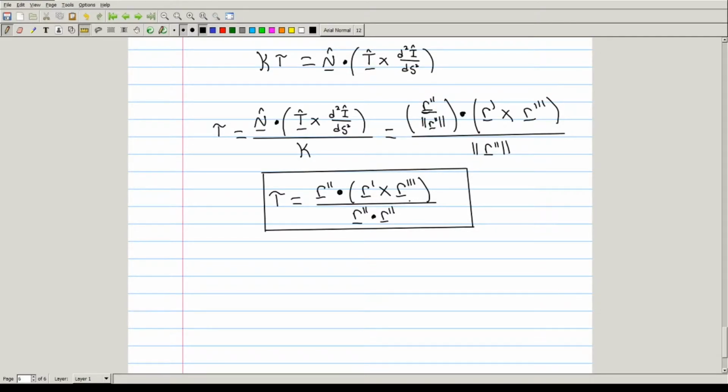But this is a very nice equation, and this essentially gives us a process for calculating the torsion along any curve, provided that the curve is parameterized with respect to arc length. Now we could re-express this in terms of a general parameterization. So this is, remember, all of these primes here denote the derivative with respect to arc length s.